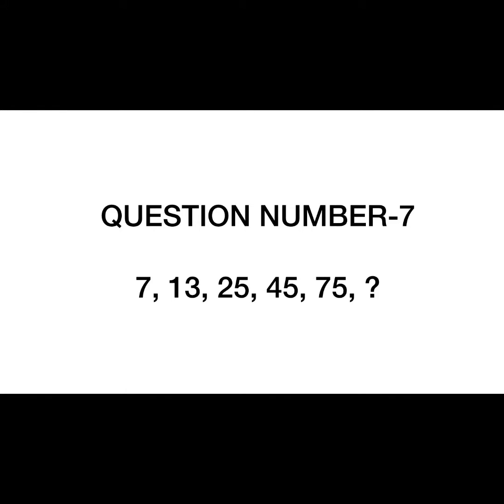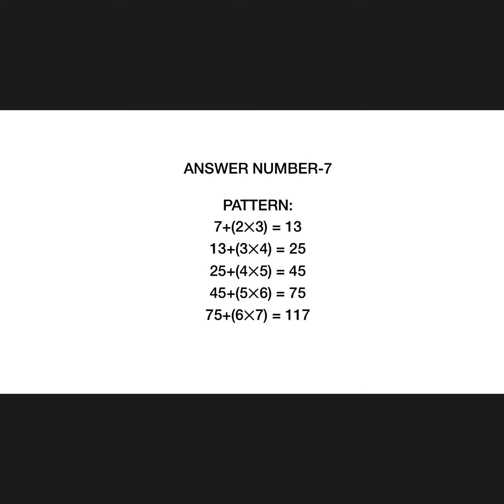Question number 7. What is the next number after 7, 13, 25, 45, 75? As you can see the pattern, first number is 7 and second number is 7 plus 2 into 3 which is equal to 13. Third number is 13 plus 3 into 4 which is equal to 25.